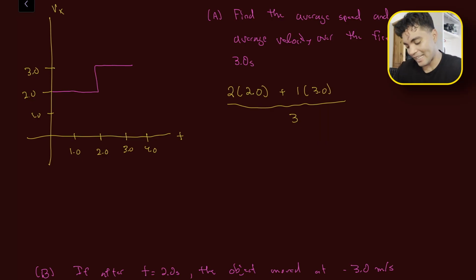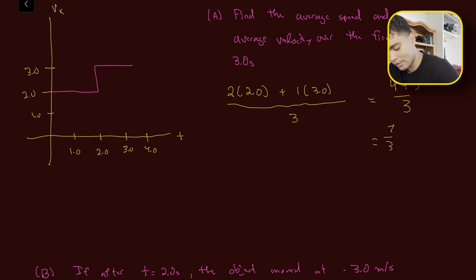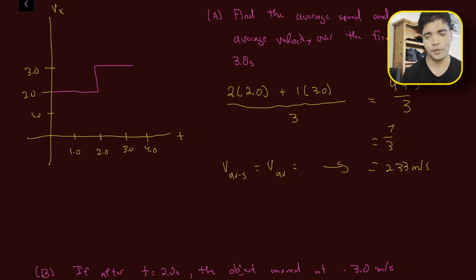Right now, I'm technically calculating both the average velocity and the average speed, because speed is going to be connected to velocity in the sense that it will use the magnitude of the velocity we're dealing with. So this is very obviously going to give us 4 plus 3 divided by 3, which is equal to 7/3, which is equal to 2.33 meters per second, which is going to be both our average speed and average velocity. Those are the answers for part A.